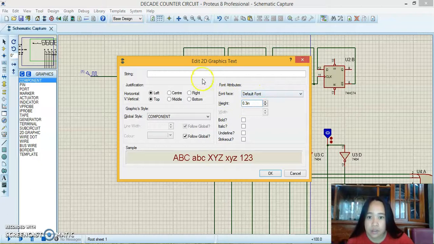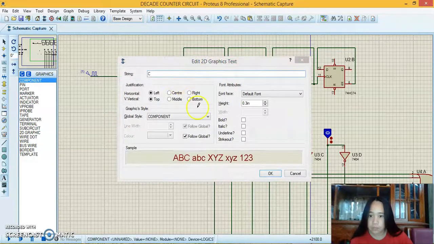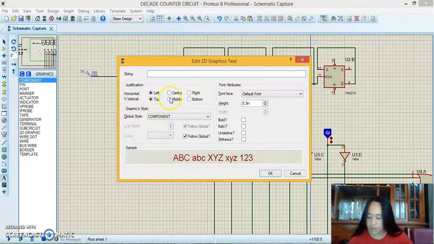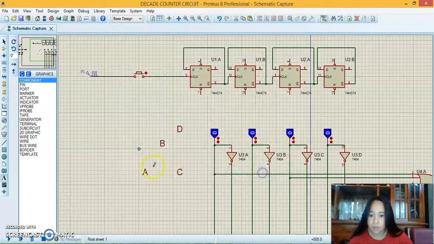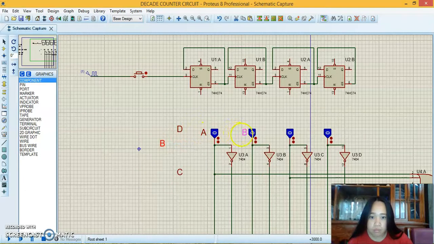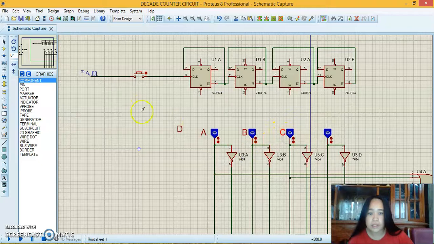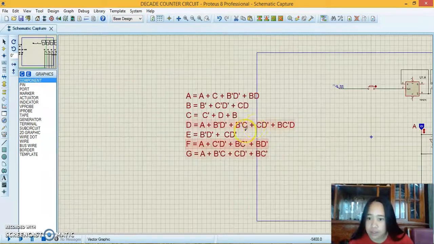So A, B, C, and the D. Let us show this one here. A, the B, the C, and the D. Okay, so let us proceed.